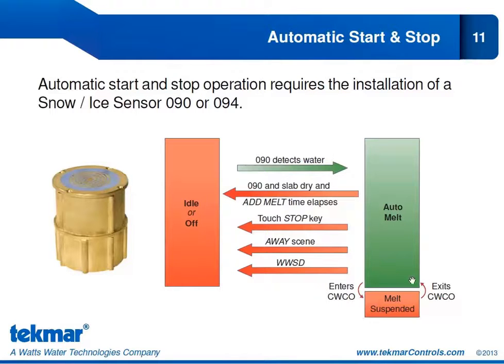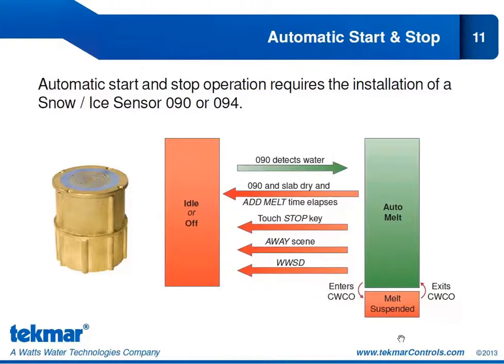You'll notice at the bottom here we have a melt suspended state, and that is particular to the cold weather cutout. If we are in a melt cycle and the ambient temperature drops below our cold weather cutout setting, we're going to enter a suspended state. So we don't return to the idle or off state. The melt cycle is just suspended. And when we come out of cold weather cutout, so the ambient temperature rises sufficiently that we are no longer in cold weather cutout, we're going to resume that melt cycle.